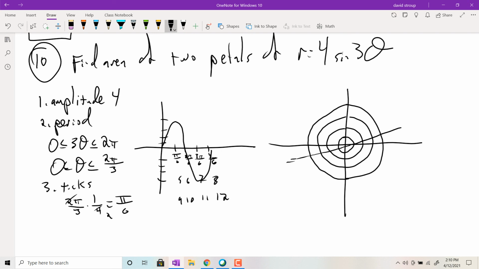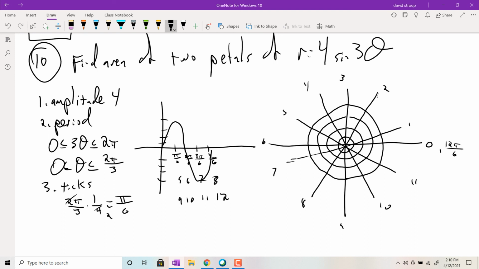Anyways, pi over 6, 2 pi over 6, just like the last one. 3 pi over 6, 4 pi over 6, 5 pi over 6, and on up to 12 pi over 6. Okay, so again in red, from 0 to pi over 6 is going to increase to 4. So it goes out. And then from pi over 6 to 2 pi over 6 is decreasing back to 0.